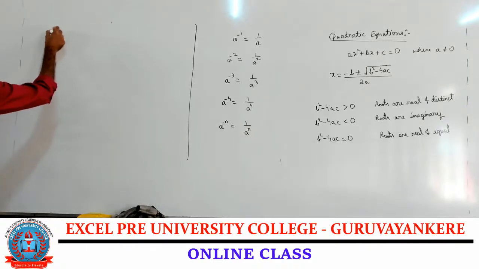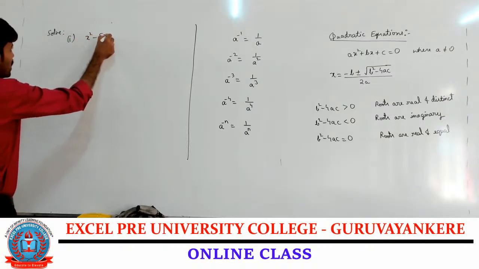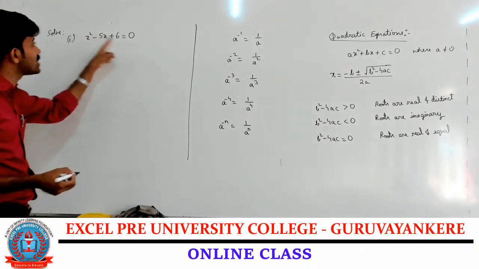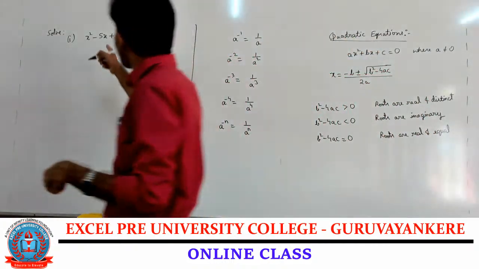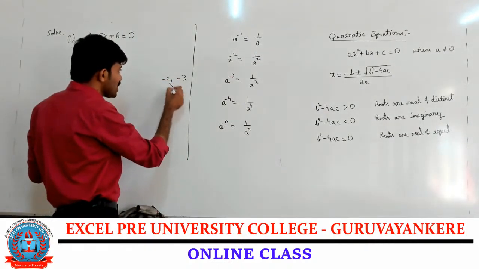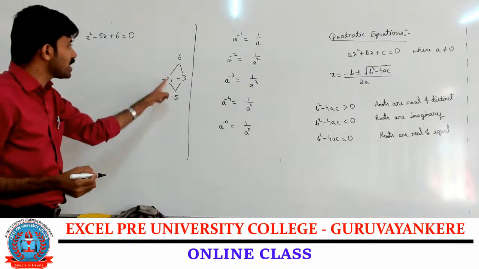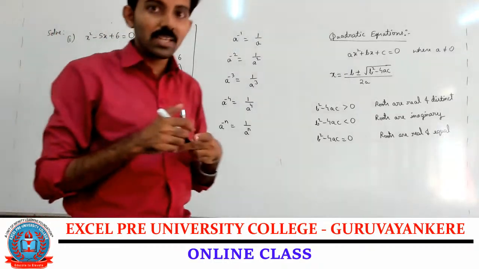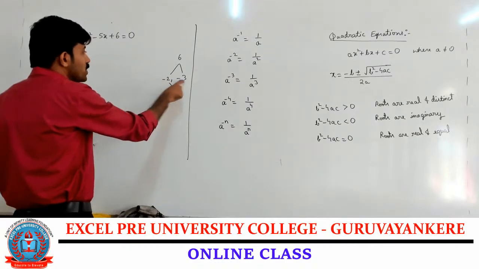Solve x squared minus 5x plus 6 equal to 0. Split the middle term such that adding the two you get minus 5 and multiplying you get 6. So minus 5 can be written as minus 2 minus 3. Adding these we get minus 5. Multiplying these two, minus into minus is plus, 2 into 3 is 6.